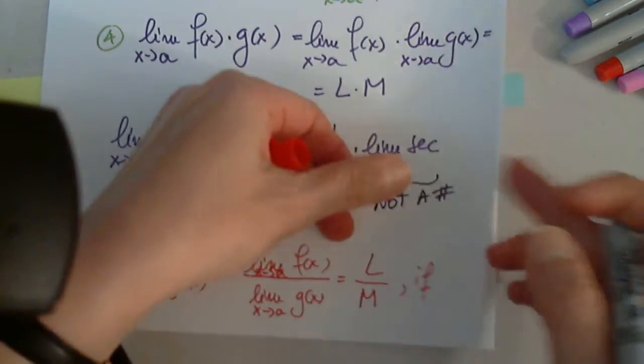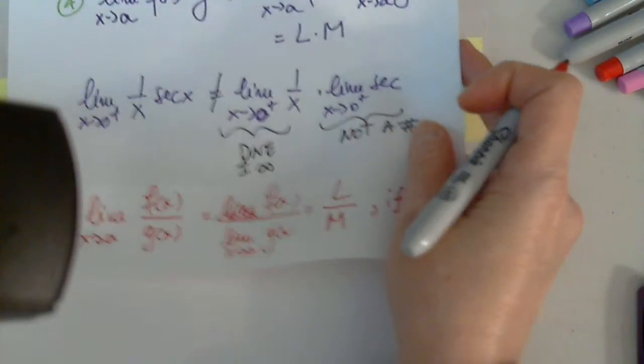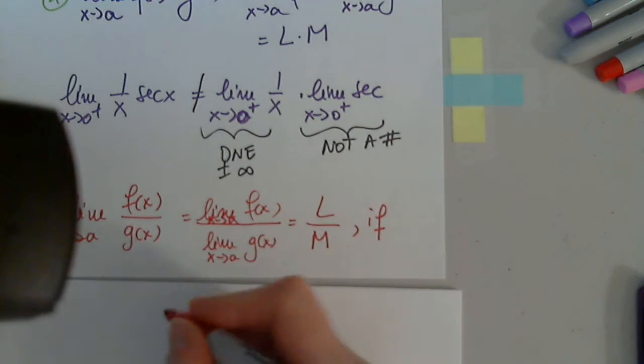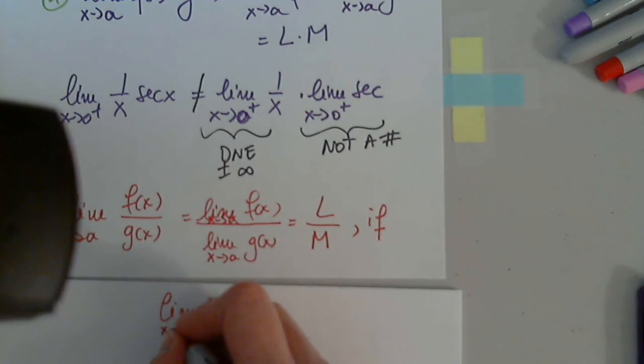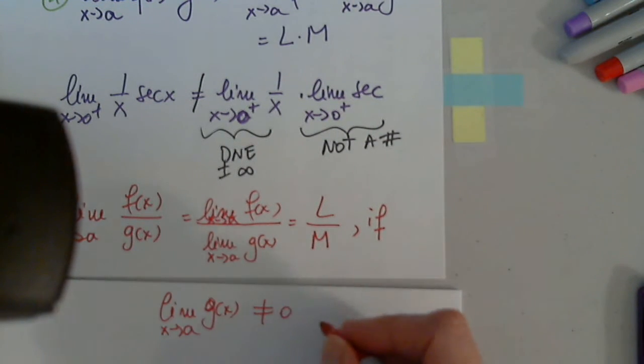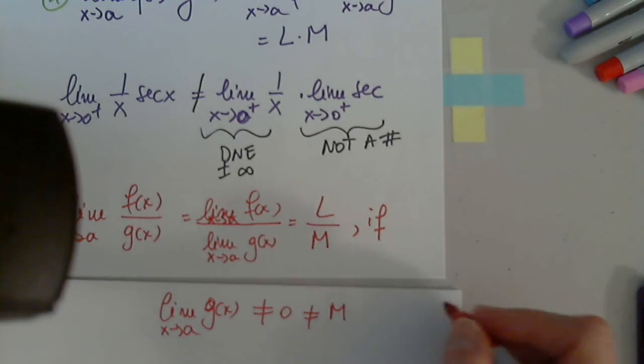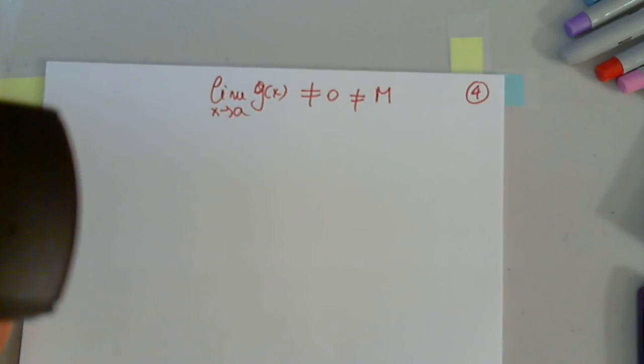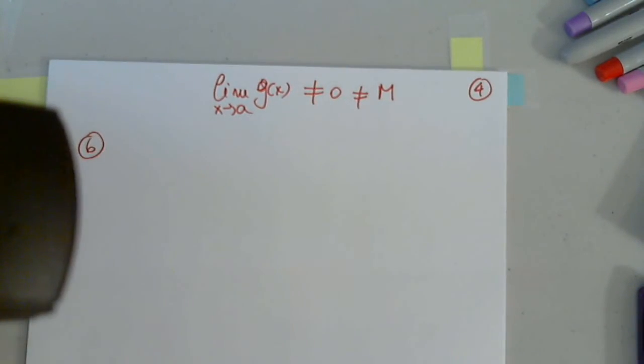And Oscar, why do you think I put an if in there? Make sure that the bottom is not 0. Great job. So the limit of g of x as x approaches a cannot be 0. In other words, M cannot be 0. Of course. It will make no sense. It will be undefined. Okay, we are on limit 6. Any questions? Anyone? Any questions?